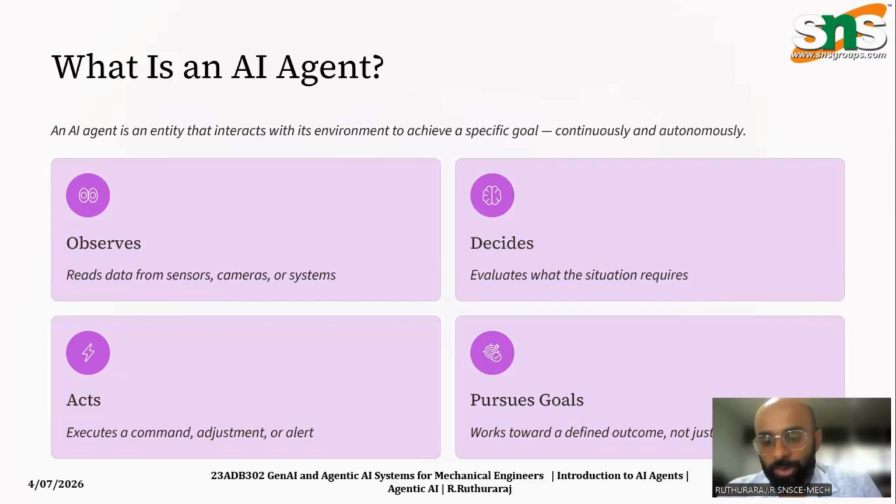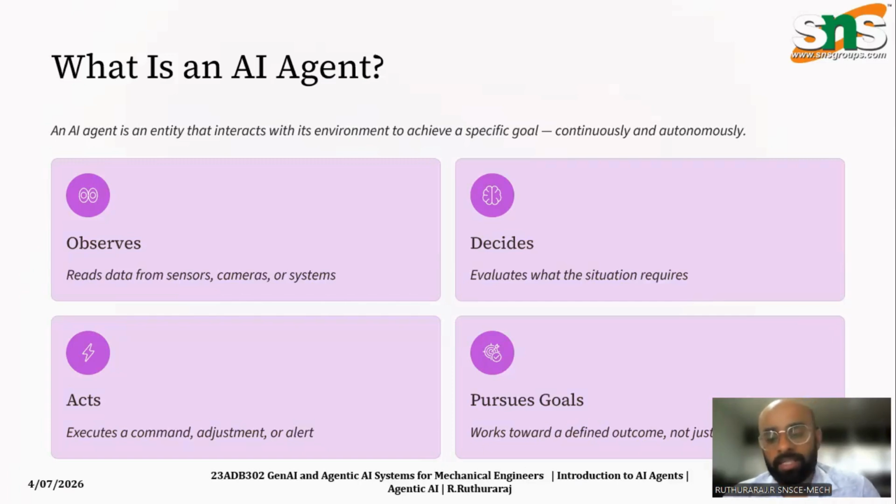Then decide. Then what does it have to do? It has to plan the course of action. Which course of action will take it to its required goal? That is the deciding or planning stage. Then it should act on that decision. Simple planning is not sufficient. You have to act on the decision.